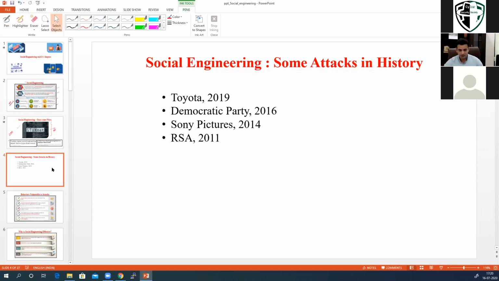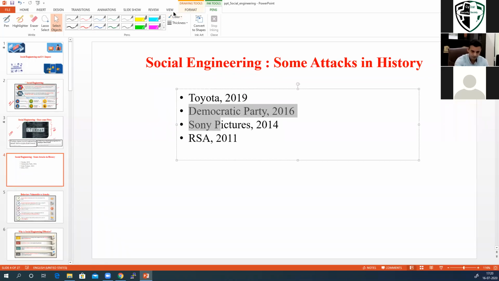These were some of the attacks that happened in history as well. I will not go into much detail, but I can tell you some points related to them. If you can see on the screen, the first attack that I have written over here is Toyota in 2019. This corporation, an auto parts supplier, was the victim of a social engineering and business email compromise attack in 2019, last year.